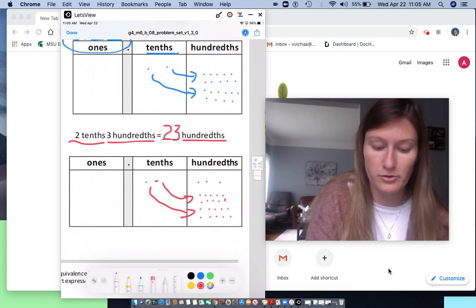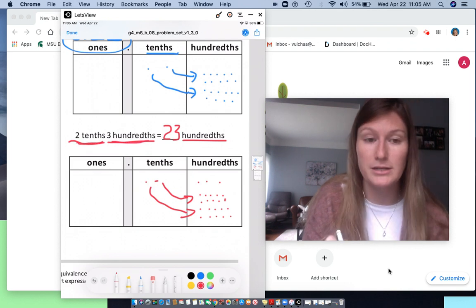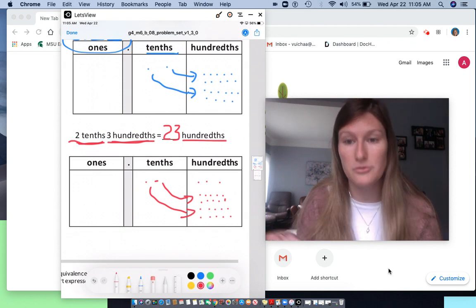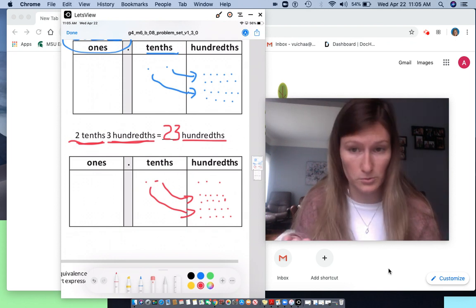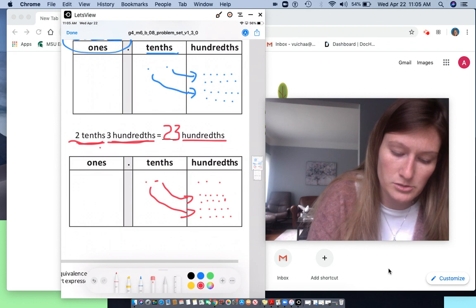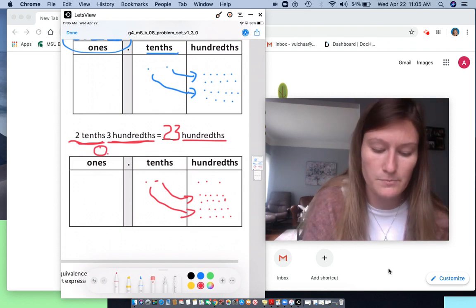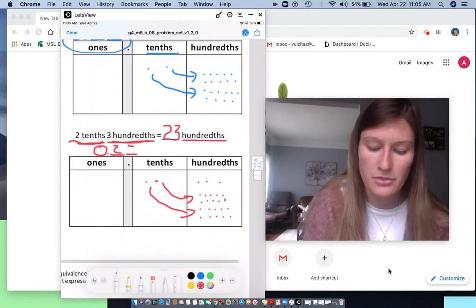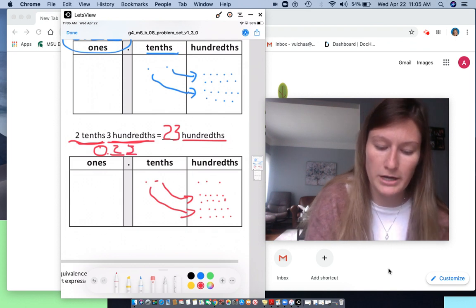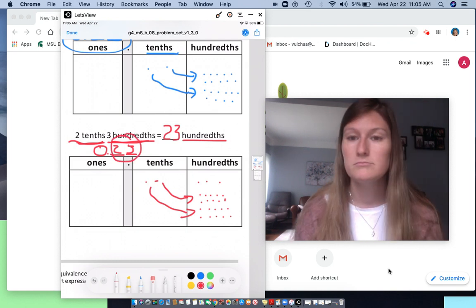Now let's look at the decimal for 2/10 and 300s. How do you write 2/10 and 300s? Do you have any wholes or do you have any ones? No. So 0, decimal. What's in our tenth spot? The 2. And what's in our hundred spot? The 3. So our answer is 23.